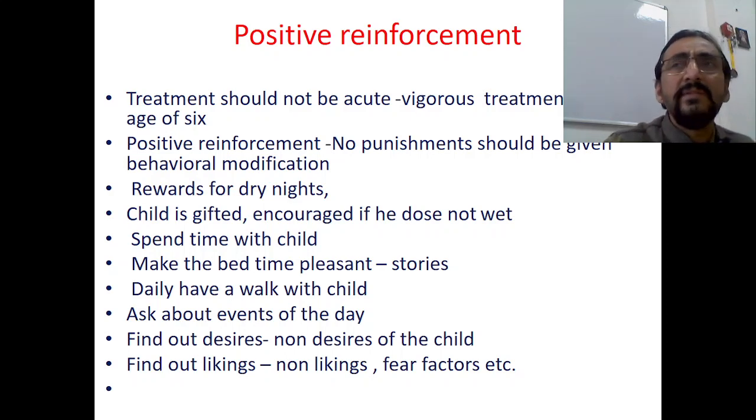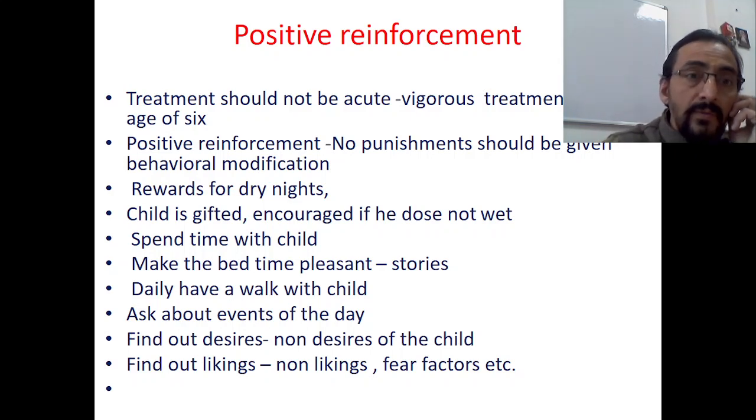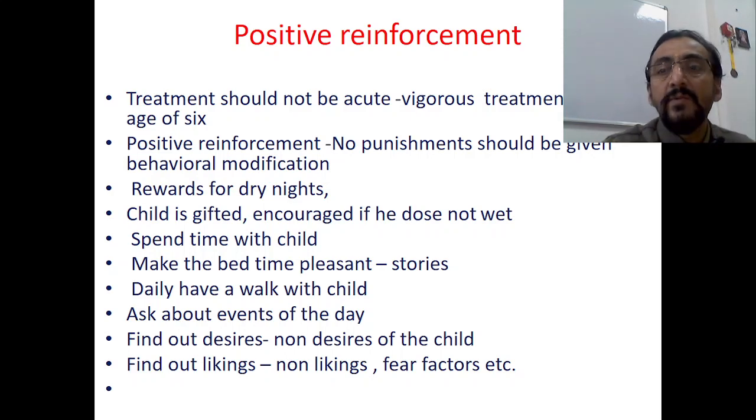It may be a little vigorous when it is happening in the 10th year or 12th year, etc. But age 5, 6 is a borderline area. Up to 5 years it is considered normal. Especially in males, don't go for vigorous treatment. A slow and steady schedule has to be followed. Positive reinforcement. No punishment should be given. And you have to go for behavioral modification.